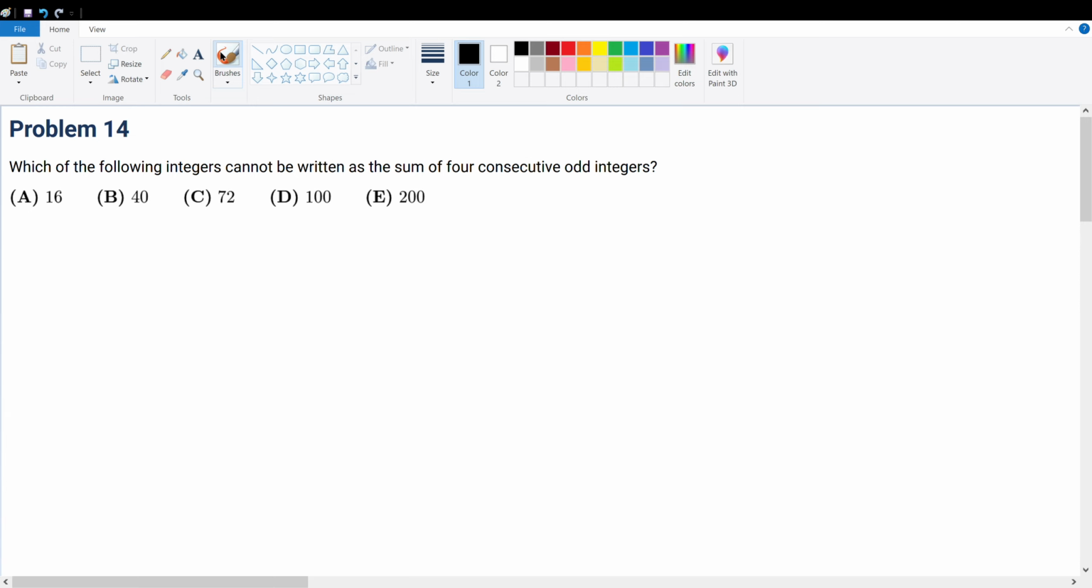Problem 14. Which of the following integers cannot be written as the sum of 4 consecutive odd integers? Now, what makes an odd integer odd? Well, an odd integer is just 2n plus 1. That's the definition of an odd integer, where n is equal to 0, 1, 2, etc. So if this represents an odd integer, then what can we say?